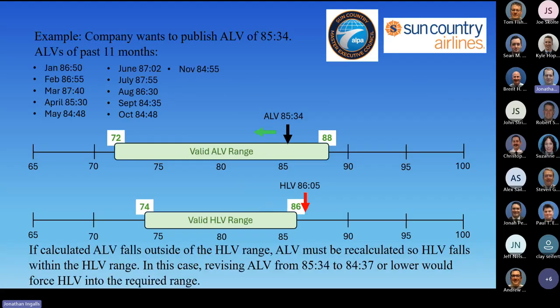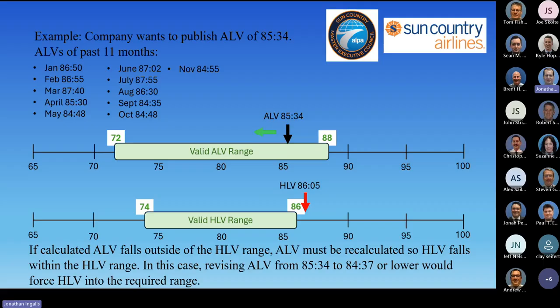Here's a bunch of numbers. I'm not going to read them all to you, but let's assume that the company has had all of those ALVs that are in the top left corner over the past year. In the coming month, they want to publish an average line value of 85.34. That's within our valid range of 72 to 88. But when we plug that into all of the math and take the average of all that, we find that it creates a historic line value of 86.05, which is outside of our max of 86.